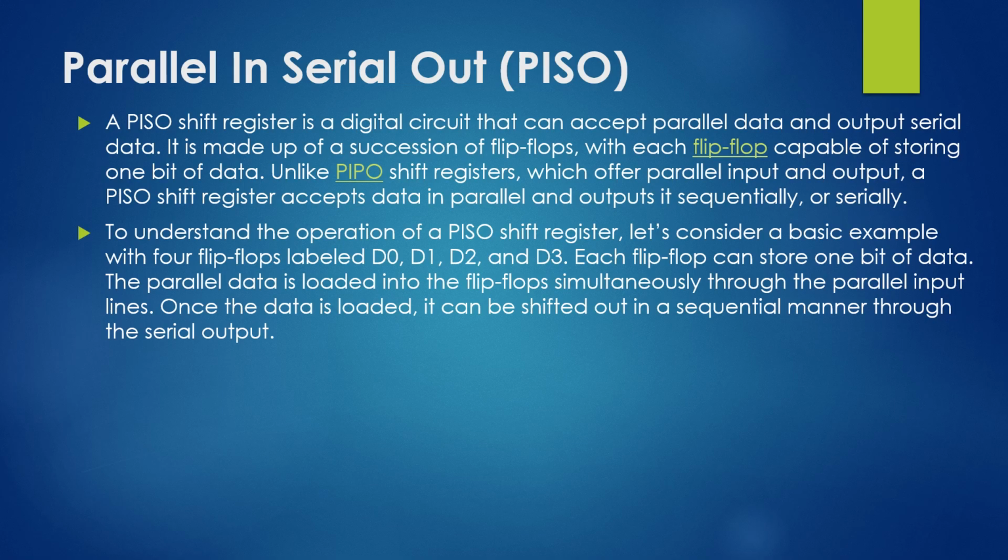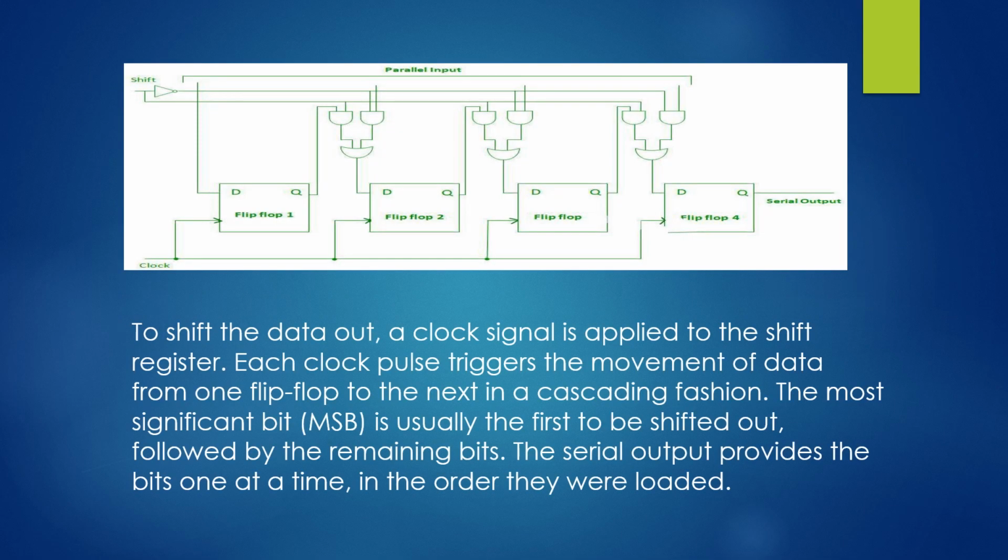To understand the operation of the PISO shift register, let's consider a basic example with four flip-flops labeled D0, D1, D2, and D3. This is the circuit diagram of a PISO. To shift the data out, a clock signal is applied to the shift register. Each clock pulse triggers the movement of data from one flip-flop to the next in a cascading fashion. The most significant bit is usually the first to be shifted out, followed by the remaining bits.